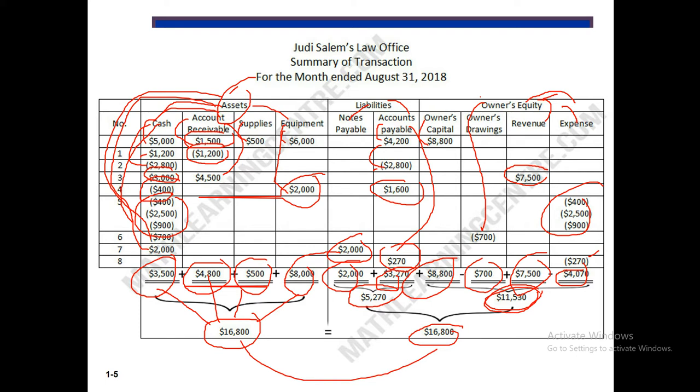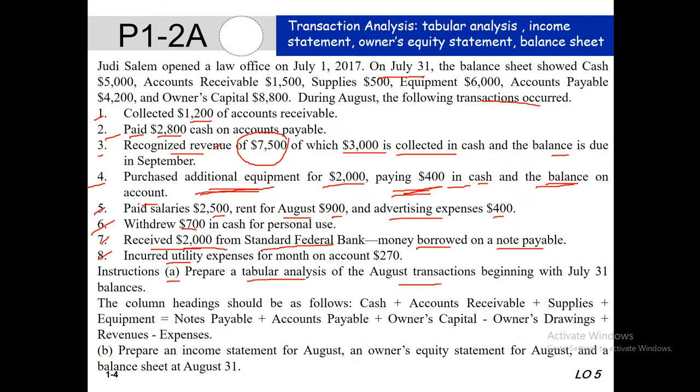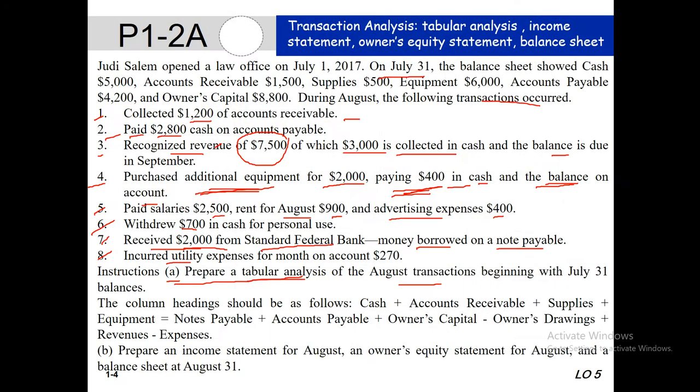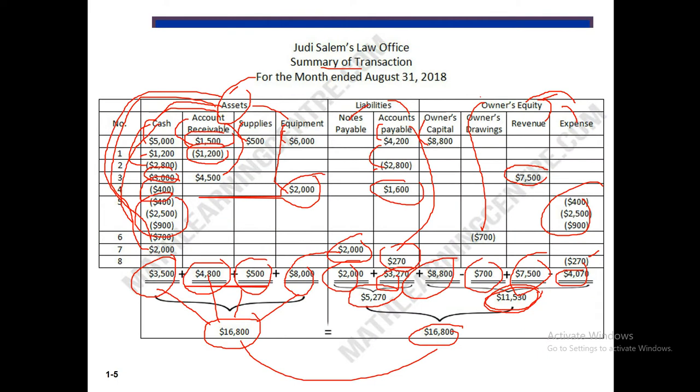Okay. So we have already discussed the tabular analysis. That means this one, prepare a tabular analysis, we have already discussed it, and we have prepared this tabular analysis or summary of transactions. Okay. So now prepare an income statement, owner's equity statement, and balance sheet. Okay. So we can easily prepare this.